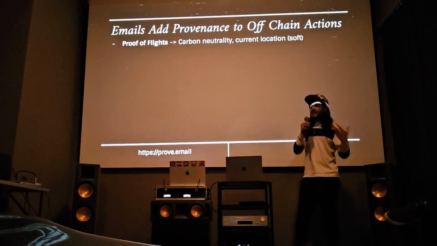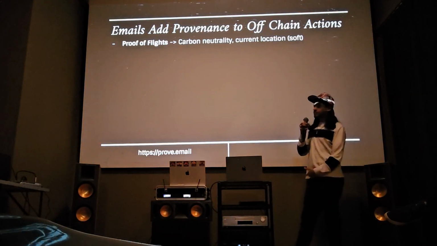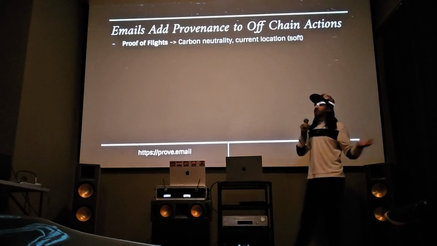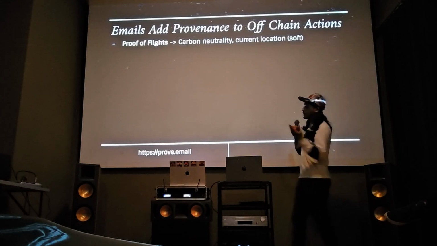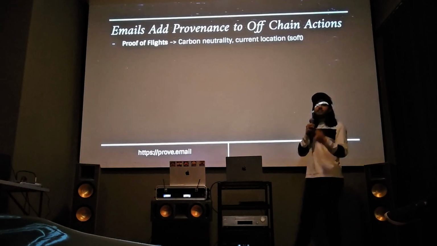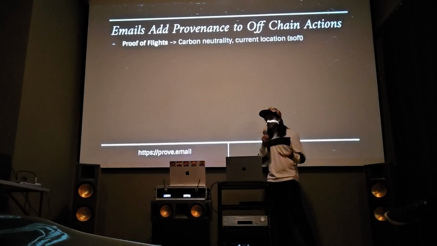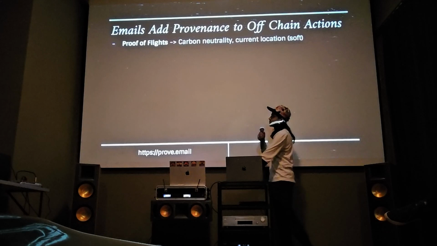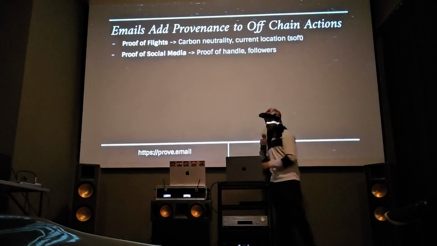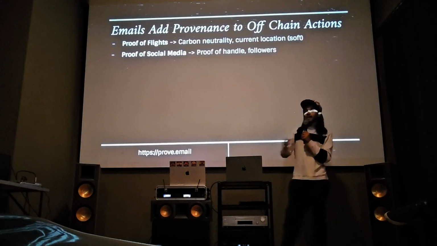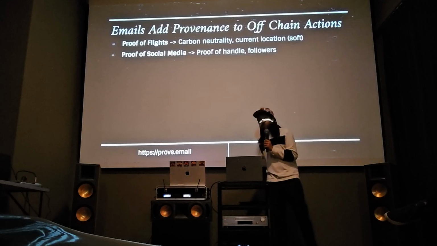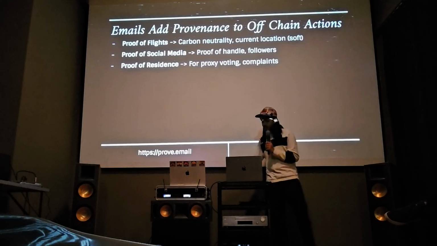And this applies to any email in your inbox. So I can take, for instance, I'm just going to riff a bunch of emails I saw in my inbox this morning. I thought I took a flight, so I could potentially prove, hey, I took a carbon neutral friendly flight, or this is roughly my current location, although technically you could cancel the flight. It might still be useful in P2P cases. You can prove social media. For instance, I have this handle or I have this number of followers because you often get emails that reference that handle. You can prove you live in a certain place and do proxy voting.